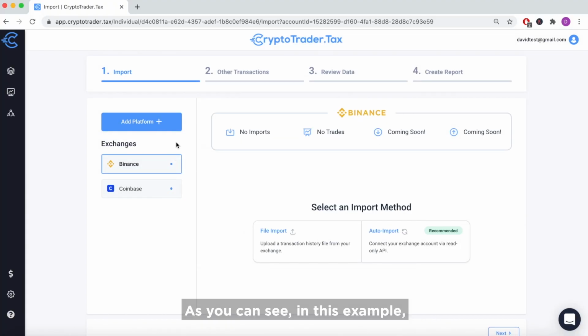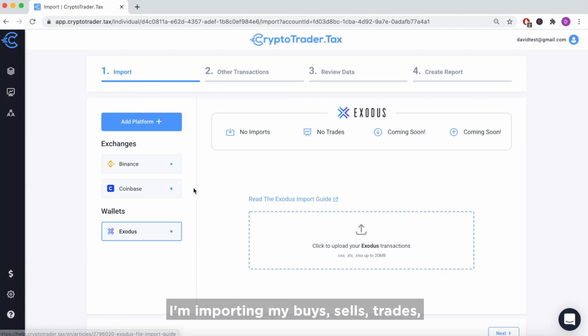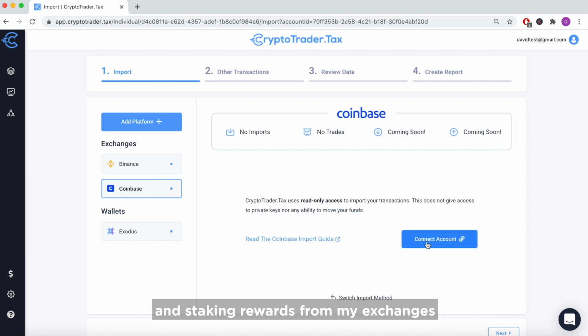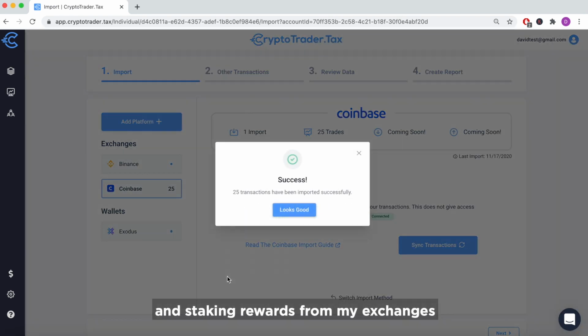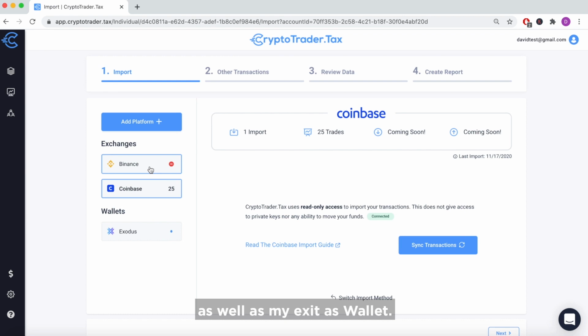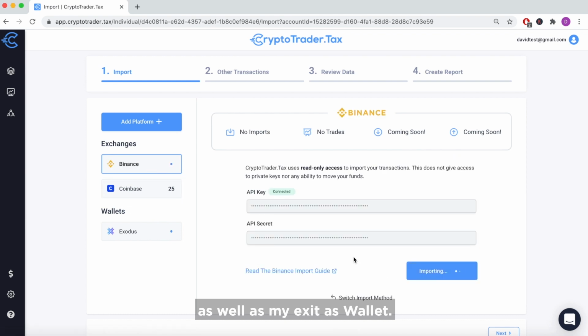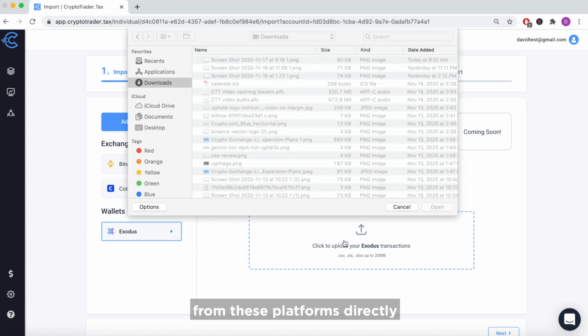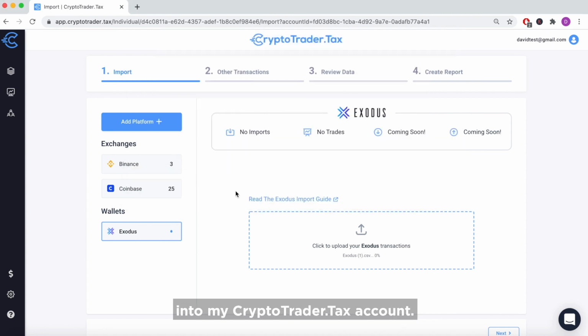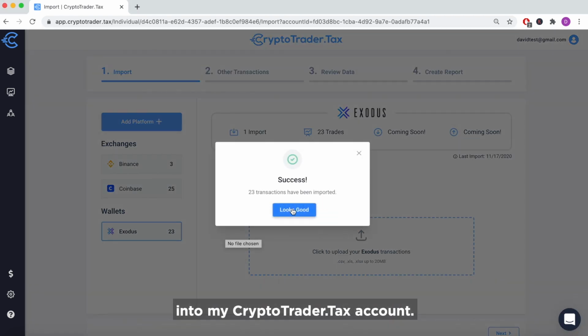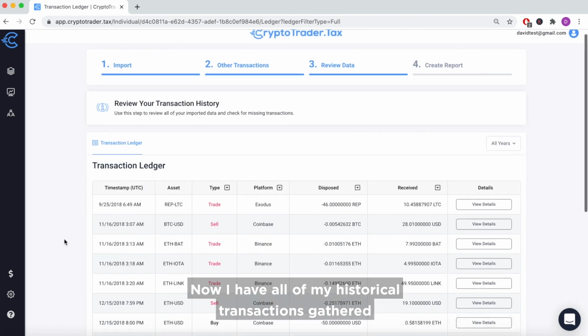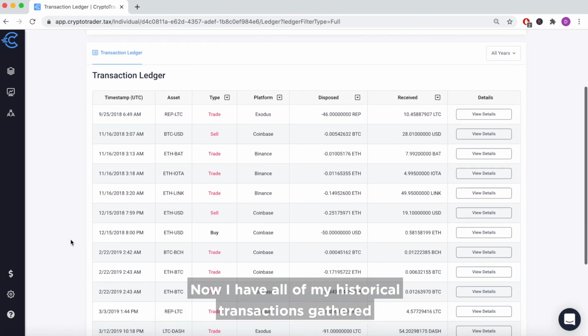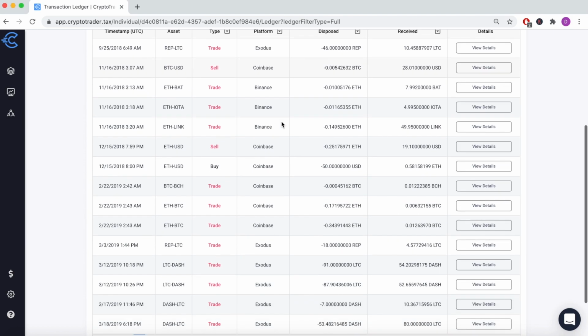As you can see in this example, I'm importing my buys, sells, trades, and staking rewards from my exchanges like Coinbase and Binance, as well as my Exodus wallet. With a few clicks, I can import all of my transaction history from these platforms directly into my CryptoTrader.Tax account. Now I have all of my historical transactions gathered into one unit of record.